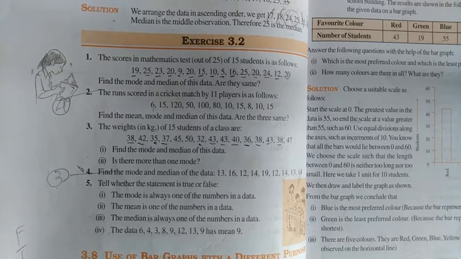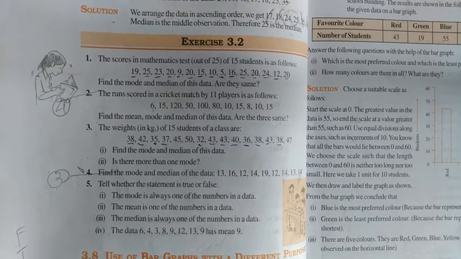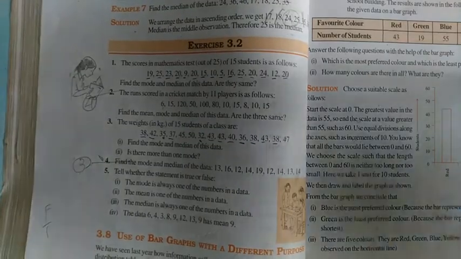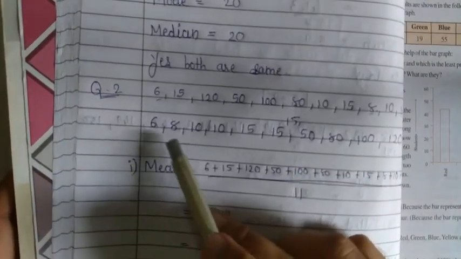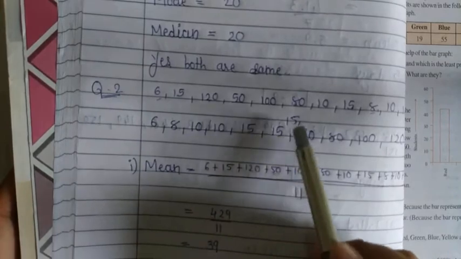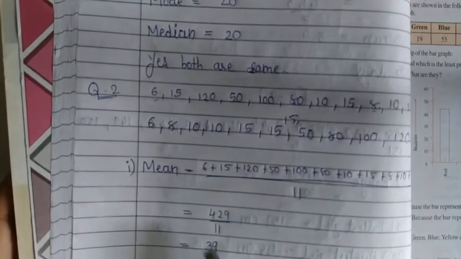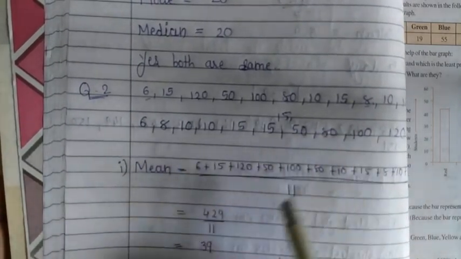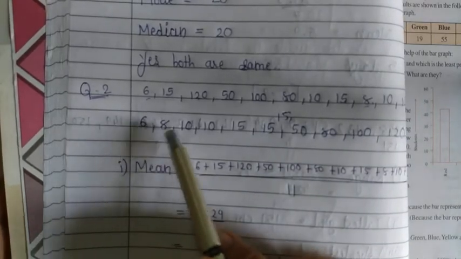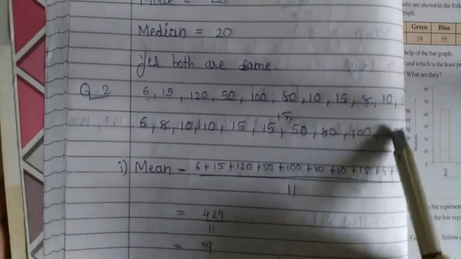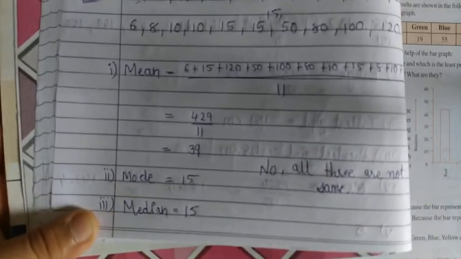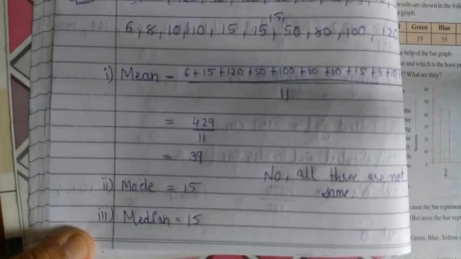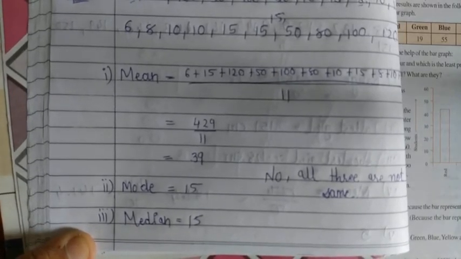Friends, our first work is to arrange this data in ascending order. I have arranged it in ascending order: 6, 8, 10, 10, 15, 15, 15, 50, 80, 100 and 120. Now mean is the addition of all divided by the number of observations: 1 2 3 4 5 6 7 8 9 10 11. Addition of all divided by 11. If we add everything, the answer is 429 divided by 11, so it is 39. So our mean is 39.